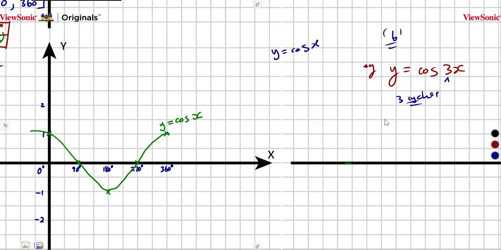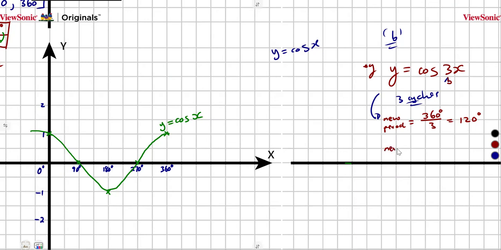The spacing is affected. The period is affected. So for y is equal to cos of 3x, its new period will be what? Original 360 over B, which is 3. So it's going to complete a cycle in 120 degrees. That's why in 360 there are 3.